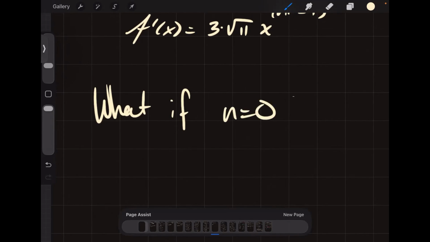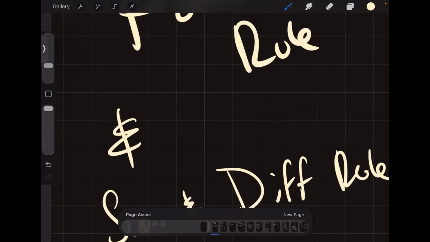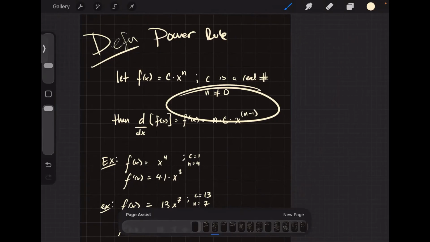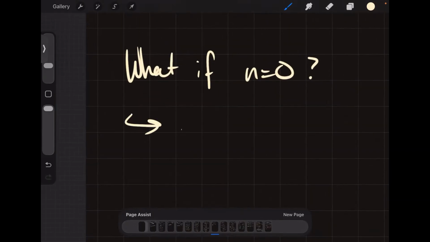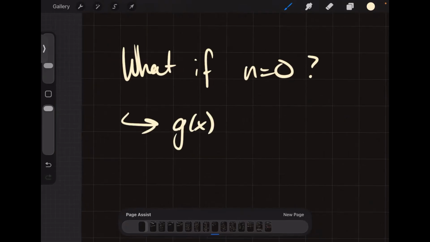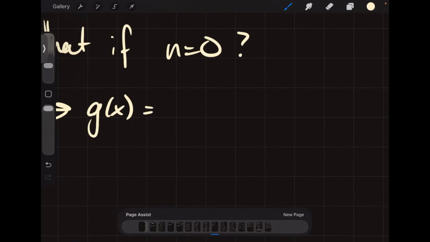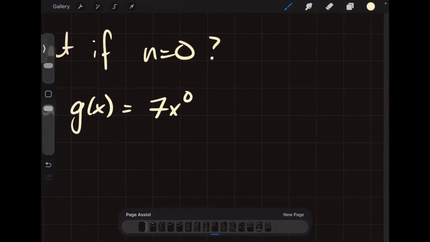But what if n is equal to 0, right? Because we stated that n cannot equal 0. So what happens when it is? Well, that means you have some g of x, or f, it doesn't matter, I call it g of x for differentiating it, is equal to, let's say, 7x to the 0, right? We know what x to the 0 is. x to the 0 is equal to 1.